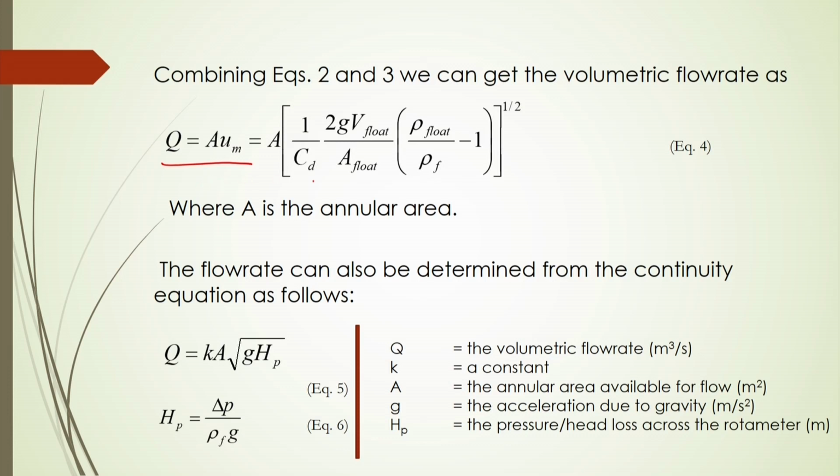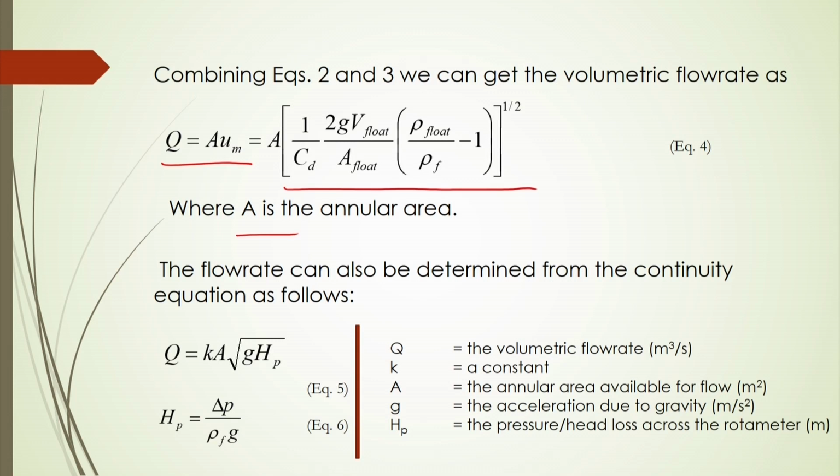So, from this Q will be equal to, after substitution of u m and a cross sectional area, then you can get it as A into 1 by C d into root over 2 g V float by A float into (rho float by rho f minus 1) to the power 1 by half. So, it can be obtained after simplification, where A is called the annular area, that is very important here.